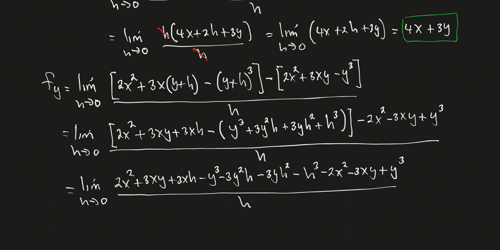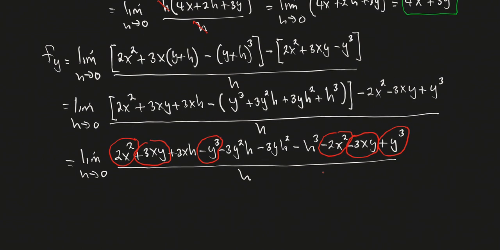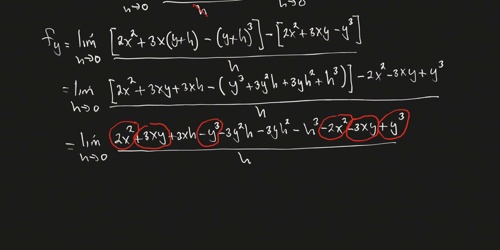All right, so this is where we look to see what terms will go away. So we see 2x squared and minus 2x squared. We have a minus y cubed plus y cubed. Oh, I skipped over this one: a plus 3xy, and then a minus 3xy. So again, several terms go away. So now it's starting to look a little less scary, right?